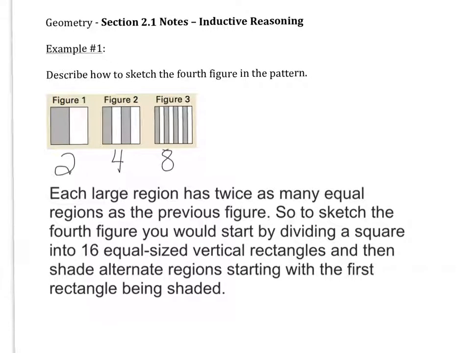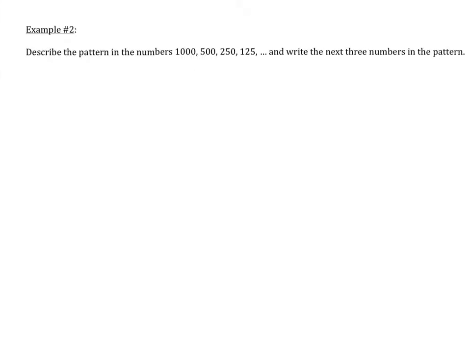So to sum it up here, each large region has twice as many equal regions as the previous figure, as we stated before. So to sketch the fourth figure, you would start by dividing a square into 16 equal-sized vertical rectangles and then shade alternate regions, starting with the first rectangle being shaded. Next in our path of discovering what inductive reasoning is, let's look at example number 2.